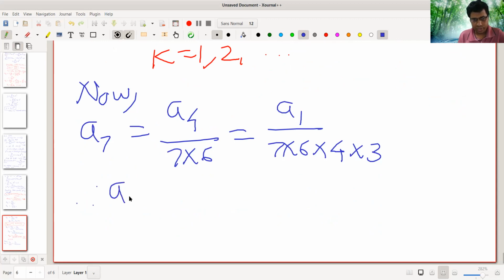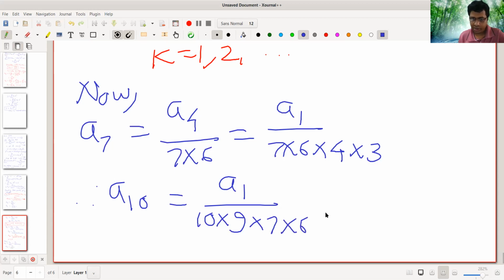Okay. So similarly, A10 will be in the similar manner. A1 divided by 10 into 9. There is a gap. We don't have 8. We have 7 into 6, again gap, 4 into 3. Now we can write the general term.